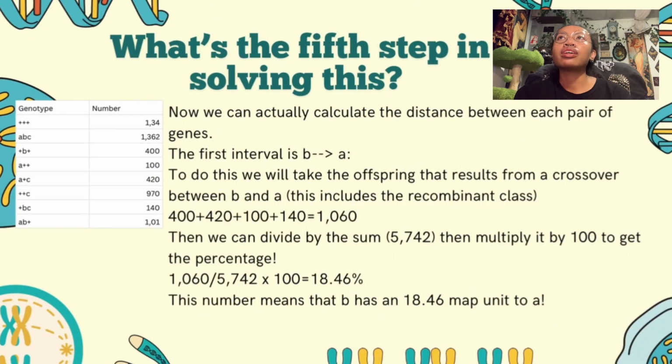Now we can actually calculate the distance between each pair of genes. So the first interval is going to be from B to A. To do this, we will take the offspring that results from a crossover between B and A, and this includes the recombinant class. So we'll add 400 plus 420 plus 100 plus 140, which equals 1,060. Then we can divide that by the sum that we got earlier, which is 5,742, and multiply it by 100 to get the percentage. And this will equal 18.46%. This number means that B has an 18.46 map unit distance to A.